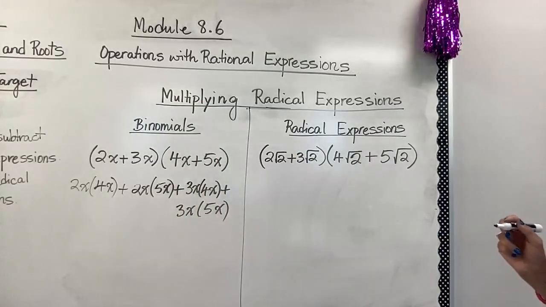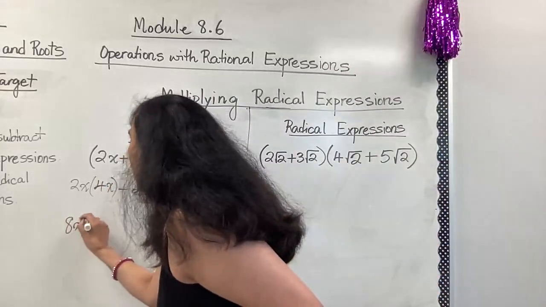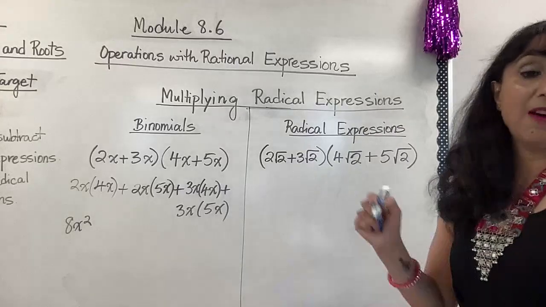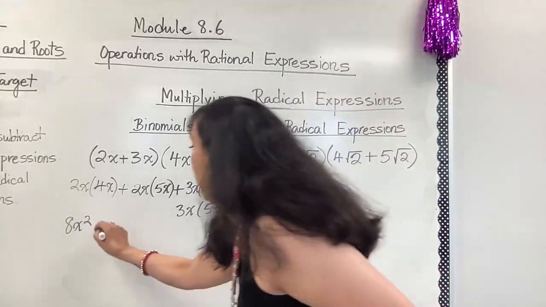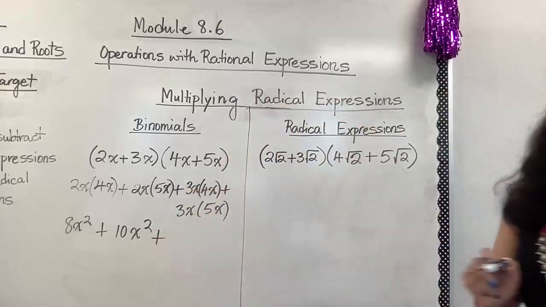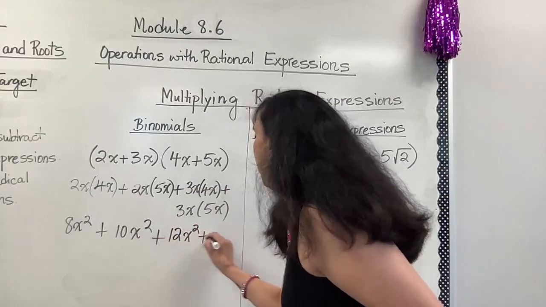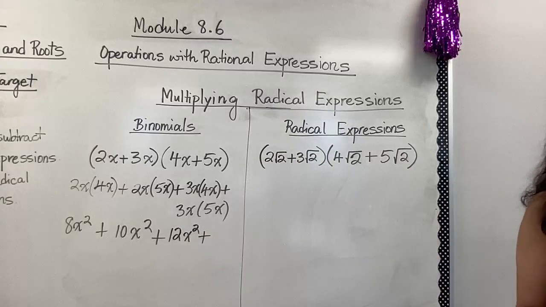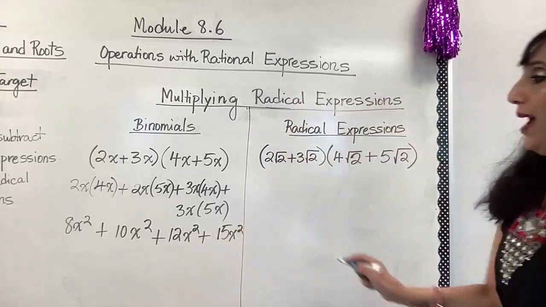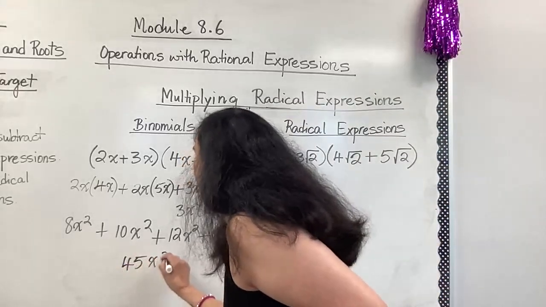Okay? So now I have, what is 2x times 4x? It gives me 8x squared. Plus, I have 2x times 5x, and that is going to give me plus 10x squared, plus 3x times 4x gives me 12x squared, plus 3x times 5x gives me 15x squared. And then when I add them all, I get 45x squared.